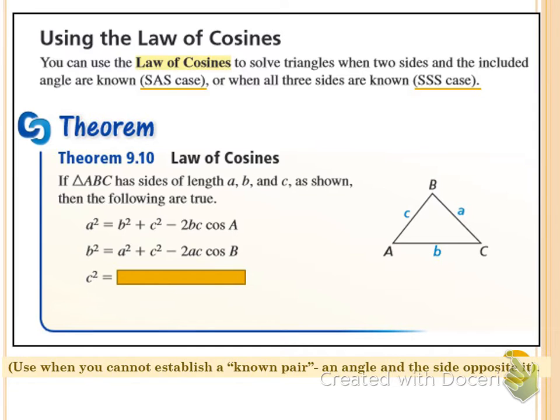The last one you could use, it says c squared. So c squared would equal a squared plus b squared minus 2ab, yep. And then cosine of angle C. Good. So that's the pattern. You'll get used to it. But again, you really only use this once, and then you use the law of sine next.